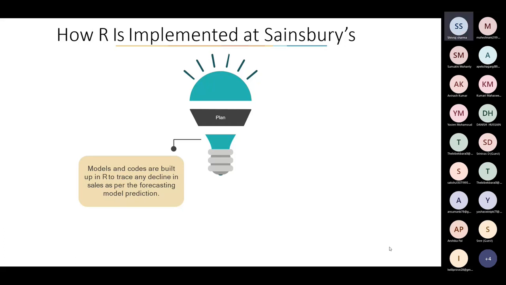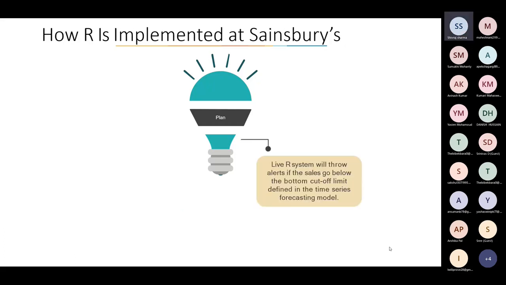Okay, what will be next? The live R system gives an alert whenever the sale goes below the cutoff limit. Okay, it's a time series forecasting model. Okay, in today's session there will be a minor touch of data science also, so it will be more interesting for you people to understand the live examples.